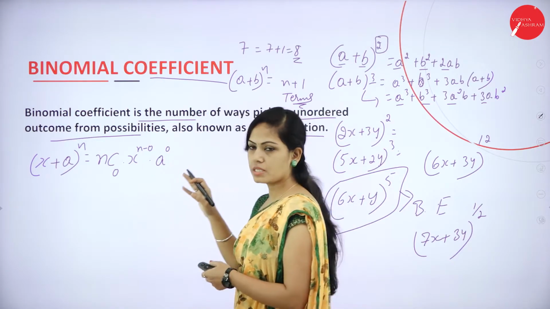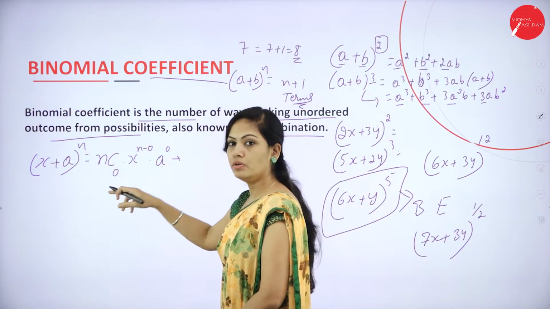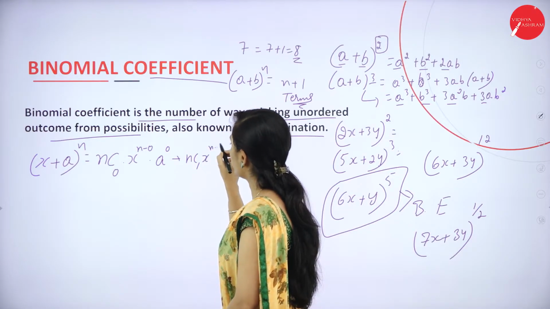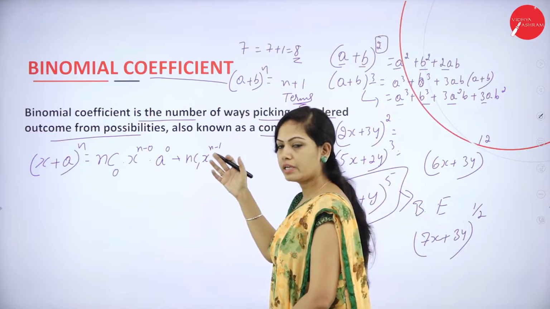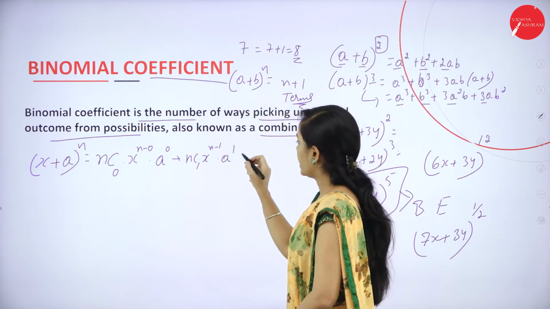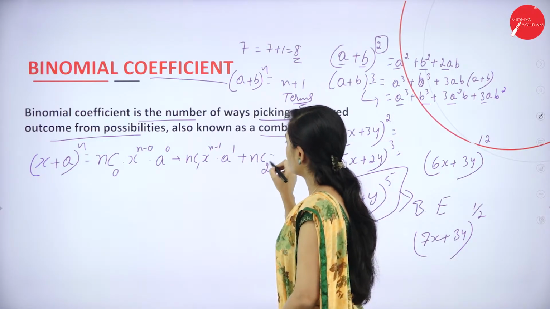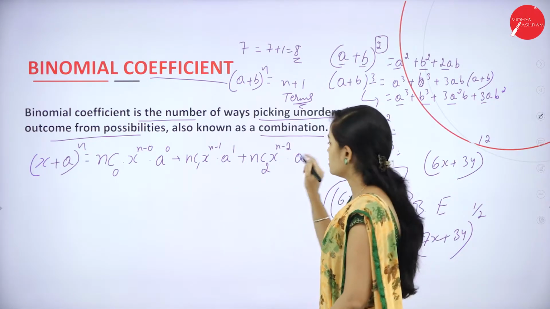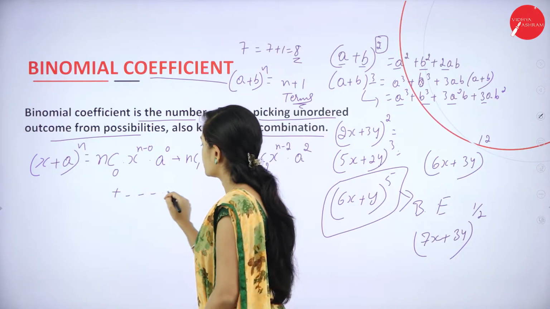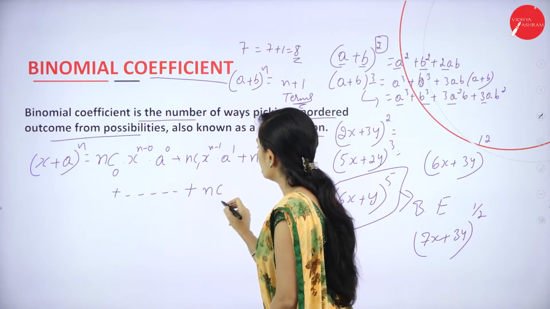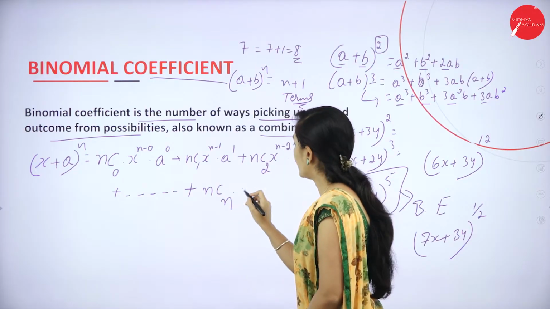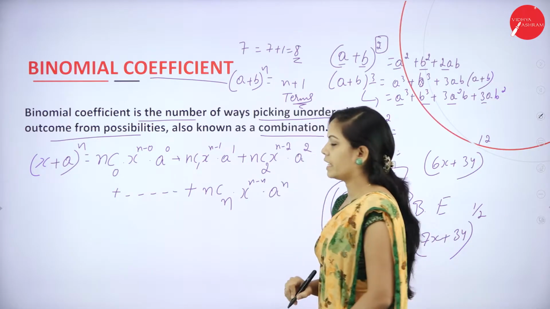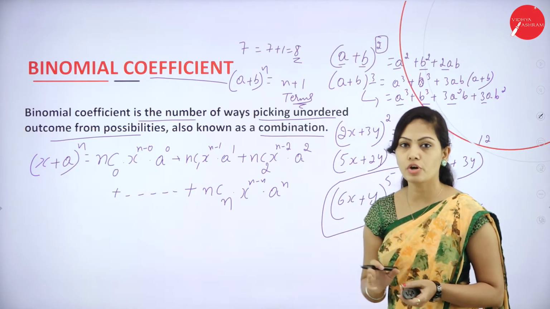So now you can expand this. NC0. 0 increment is NC1. And what is the difference? x power n minus 1. And 0, 1 increment means it is a power 1. And NC2. And what is the difference? n minus 2 into a power 1 increment is 2. Plus dash dash dash up to NCN and x power n minus n into a power n. So this is the formula for binomial expansion.